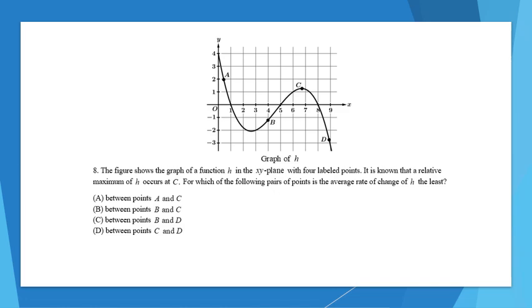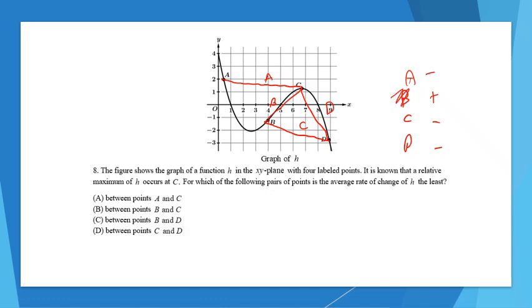So let's take a look, right? A is between A and C, so that's our slope there. B is between B and C. So this is A, this is going to be B. C is between B and D. And then D is between C and D. So if we take a look at A, B, C, and D, our average rate of change, B is positive, and the other three are negative.